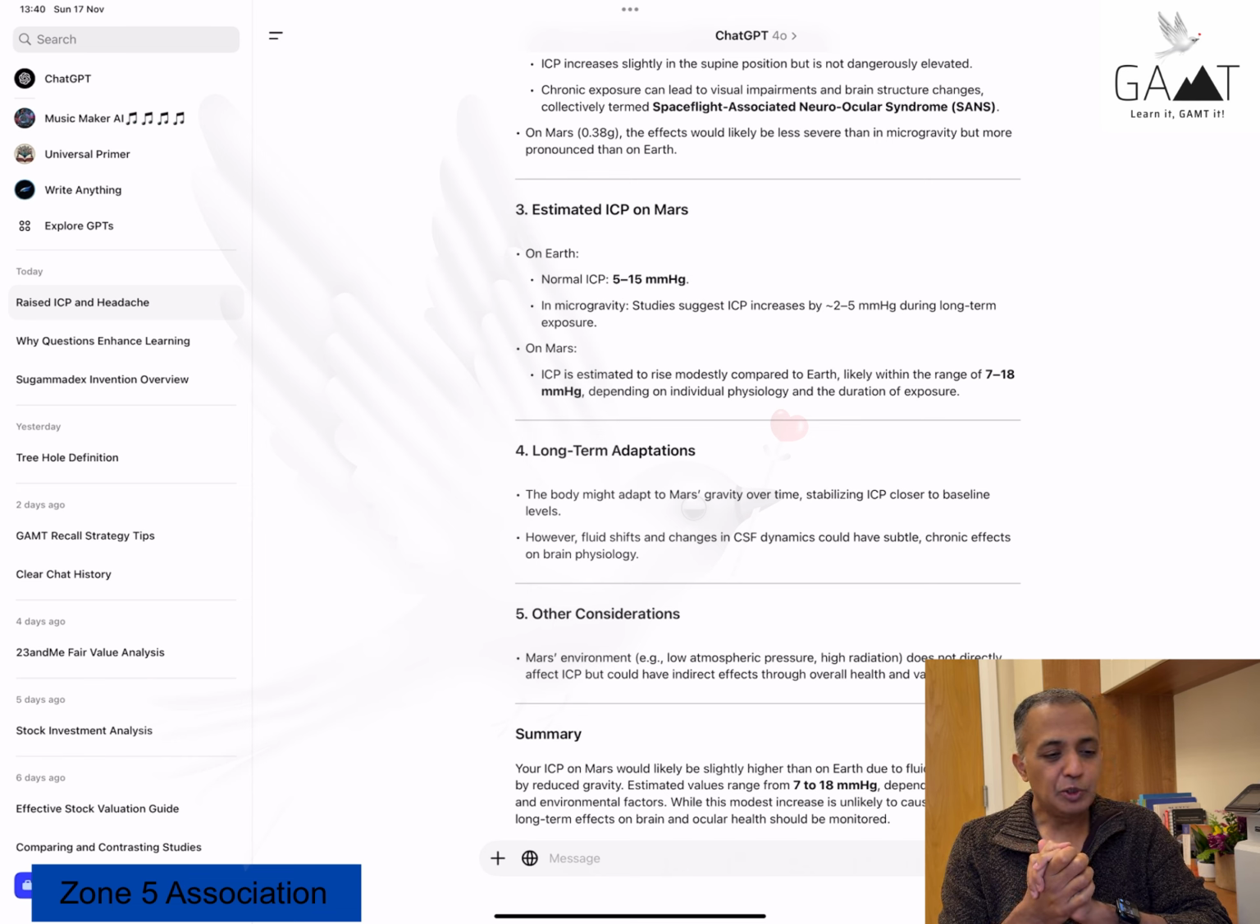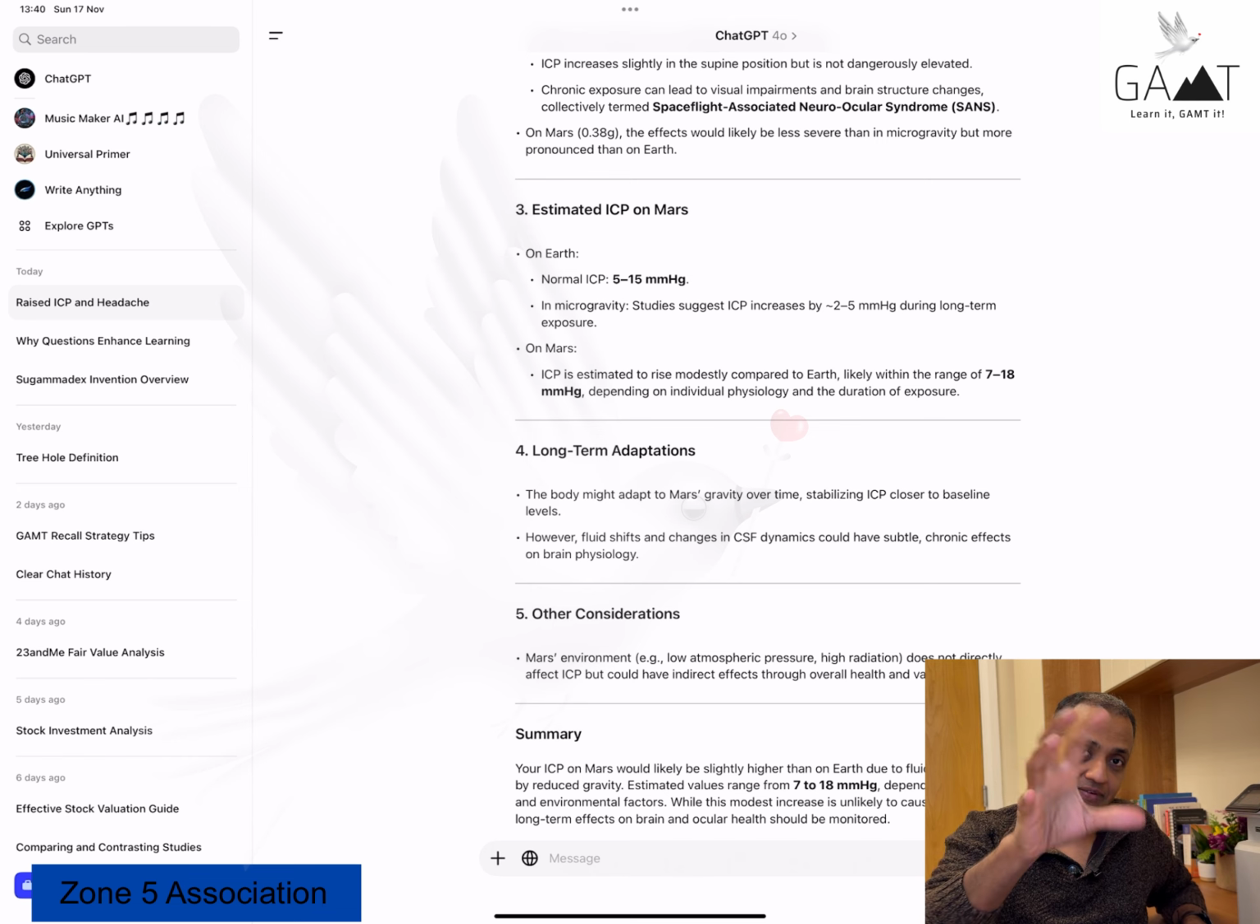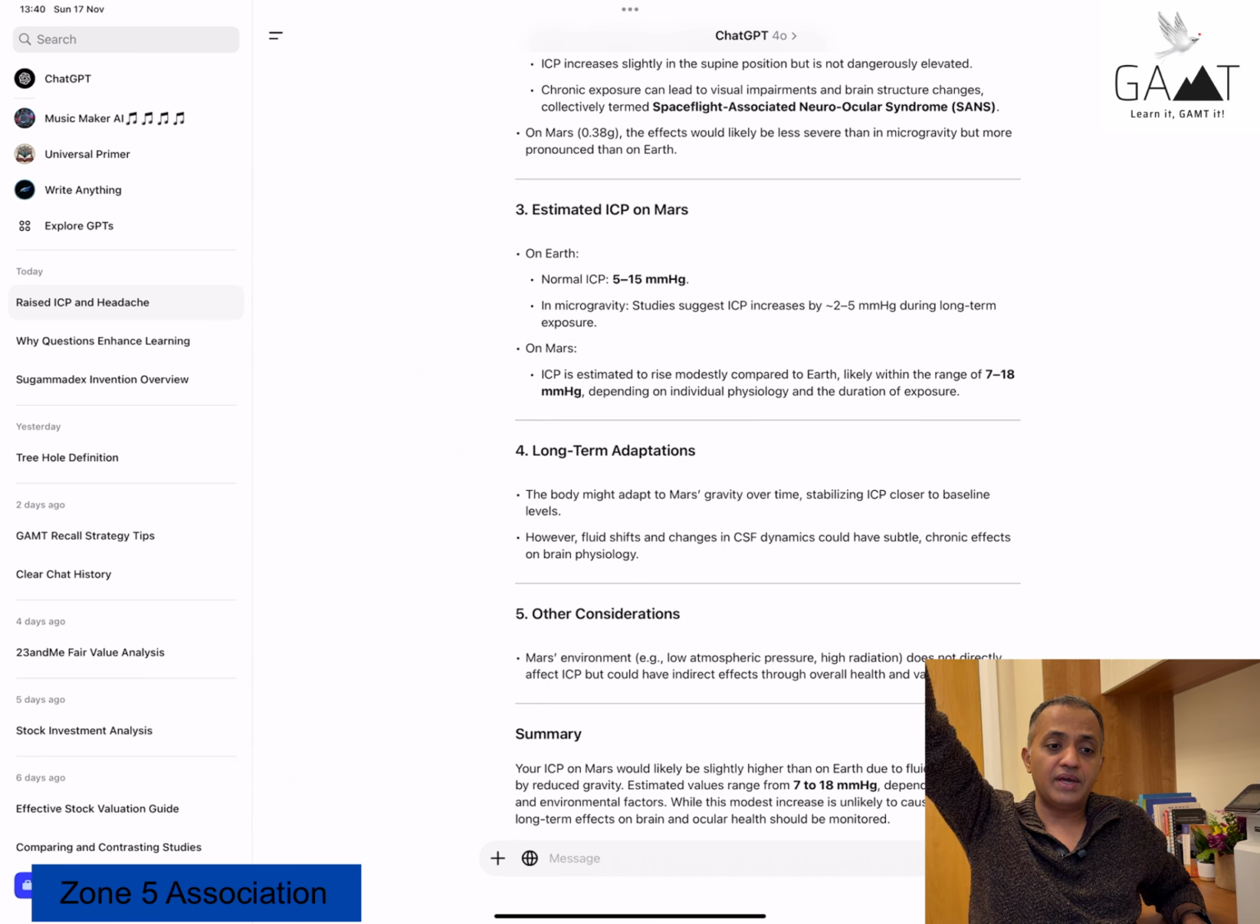Let's say you're interested in space shuttles, you're looking at Elon Musk and Twitter and all sorts of stuff, and there you go, you create a link. On Mars, intracranial pressure rises to 7 to 18, where normal is 5 to 15. So you're making all these fantastic and fancy associations that you never thought you'd want to make. These are fun as well. That's the beauty of the whole technique.